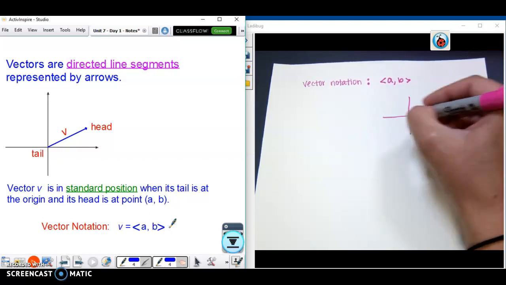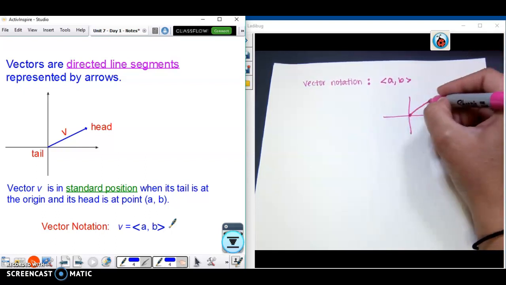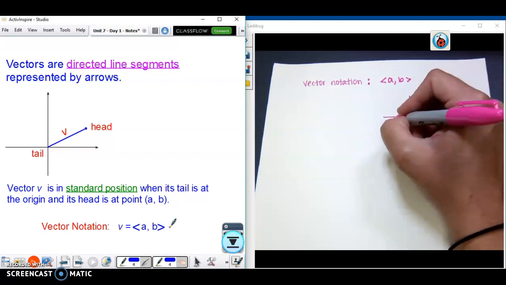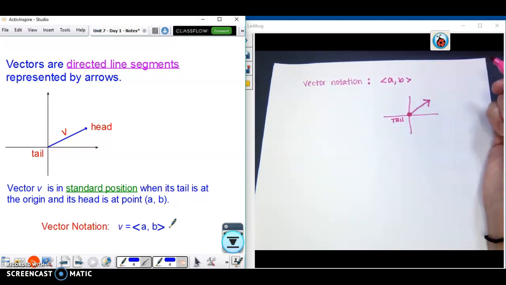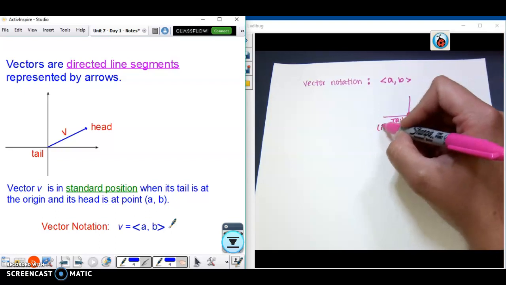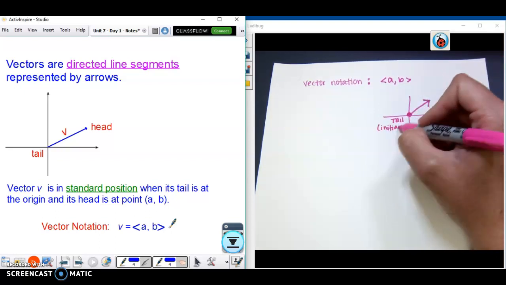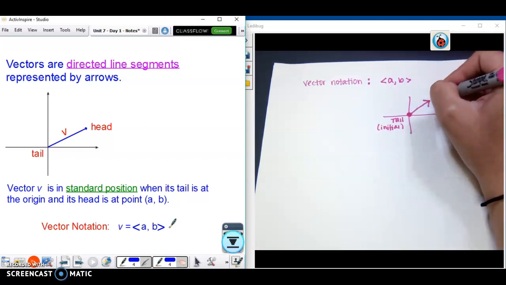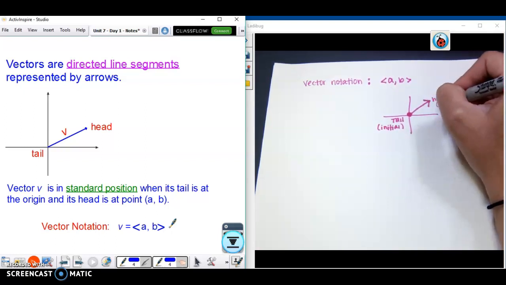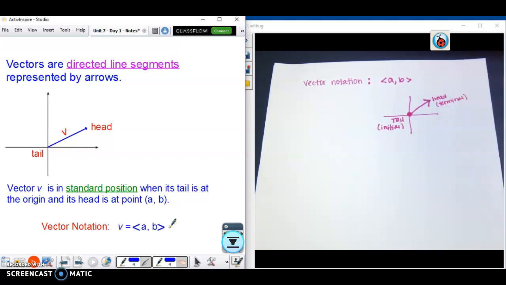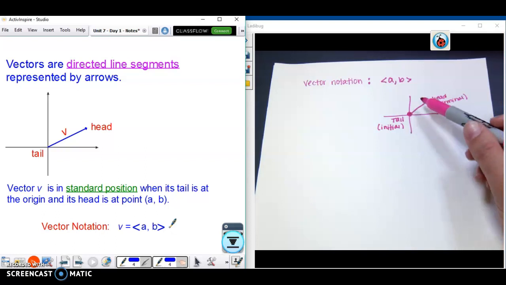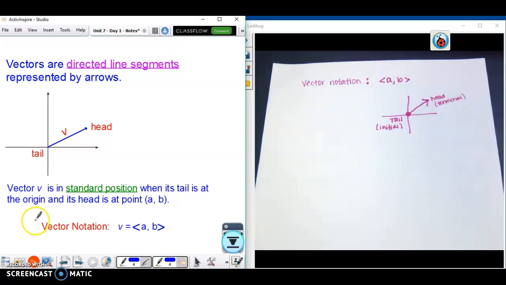Now, on the graph that we have there, if this is our vector here, this is called the tail. But another way, instead of thinking about it as the tail, you're going to hear me refer to it as the initial. So that's where the vector actually starts. And then this is the head of the vector, or it can be called the terminal. So where the vector is going to end. This would be called standard position when it's at the origin here.